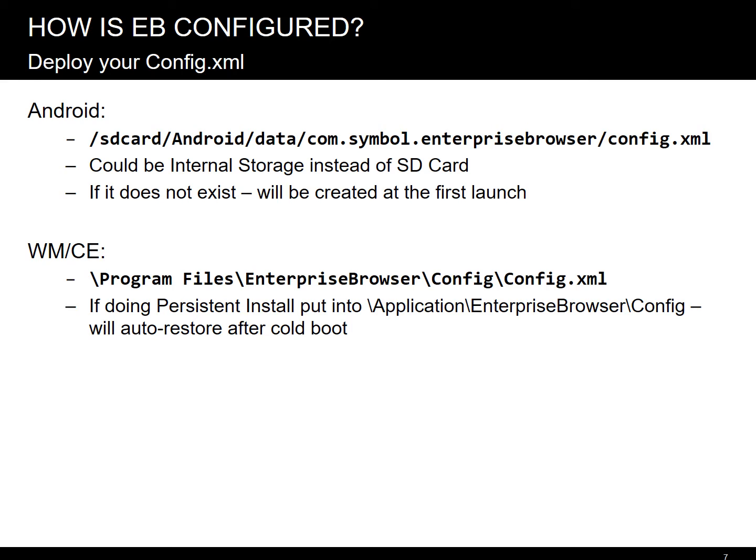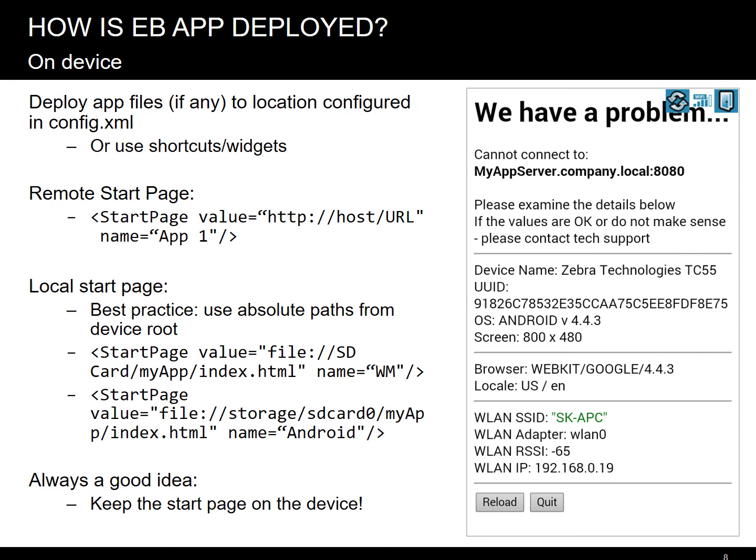Now, EB is configured, but there's one more part missing, which is the app. You want to put app files in a location specified in your config.xml by the start page parameter. Or you can use shortcuts/widgets to use custom config or custom start page.